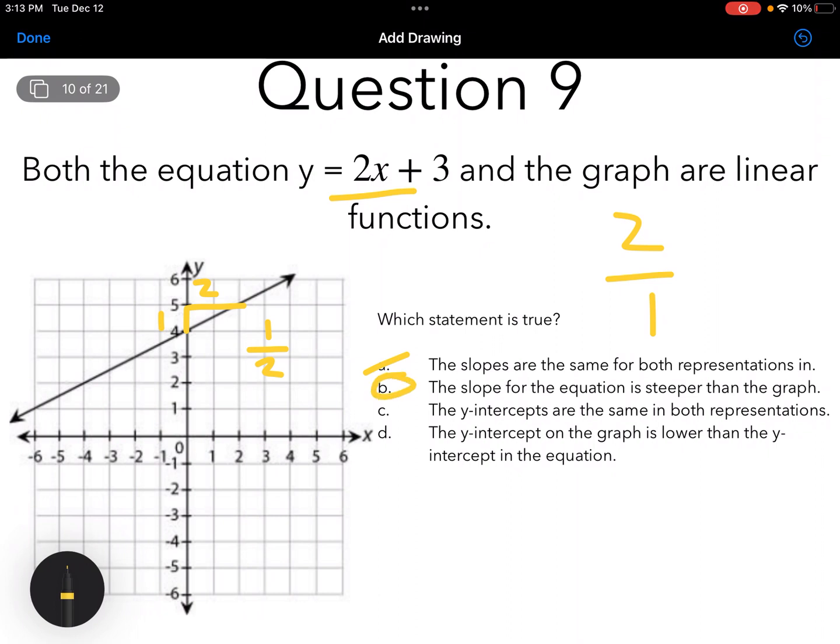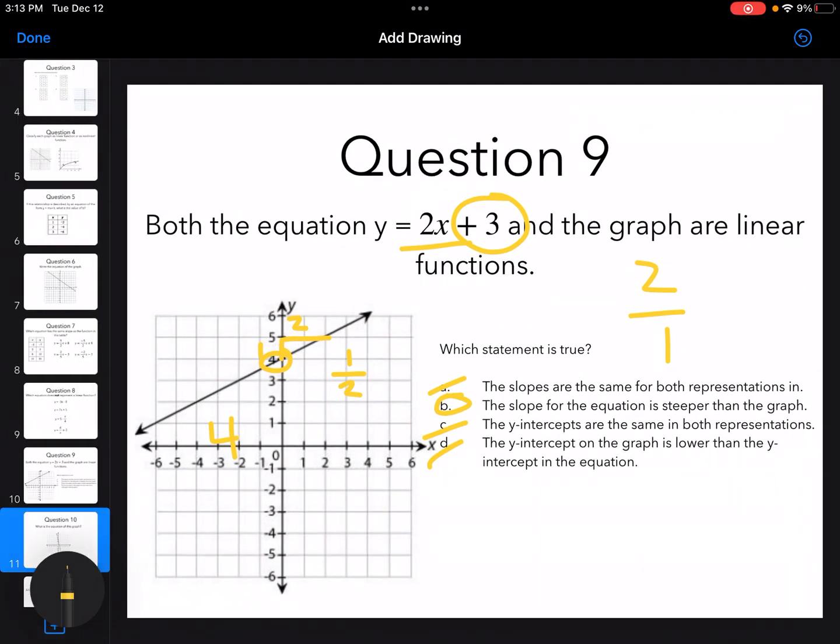The y-intercepts are the same. Well, plus 3 and plus 4, that's not the same. The y-intercept for the graph is lower than the y-intercept in the equation. Well, 4 is not lower than 3, so B was the correct answer.